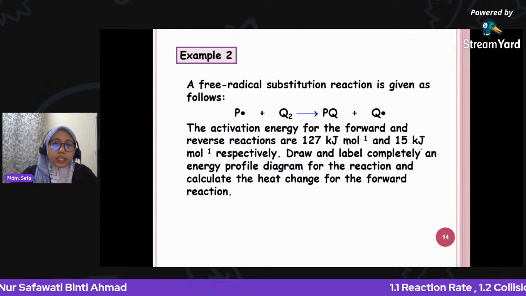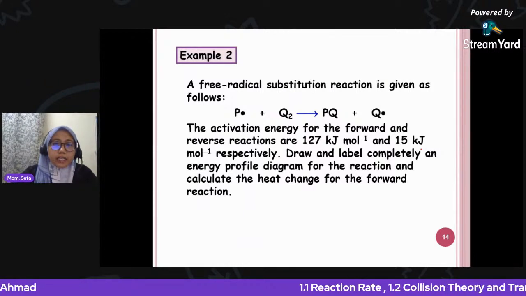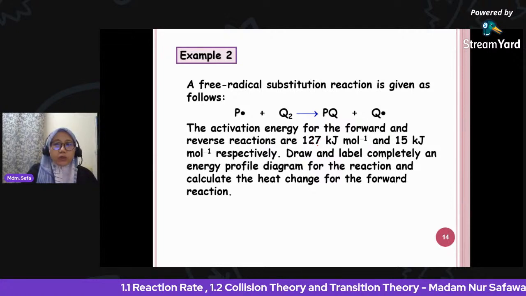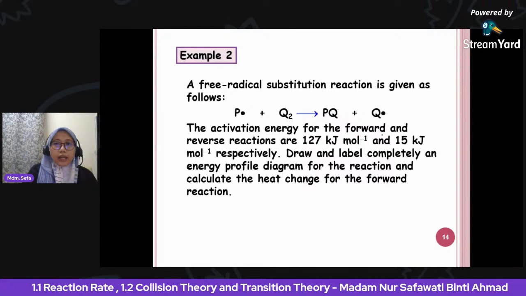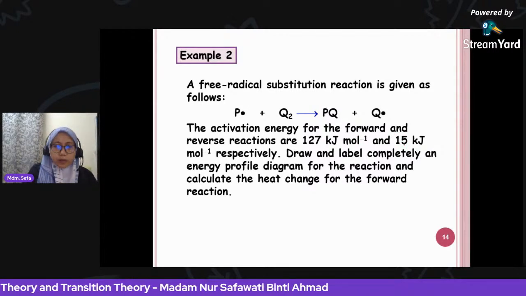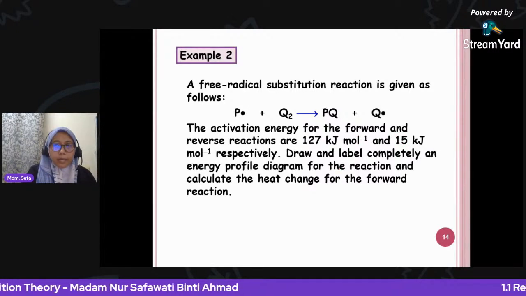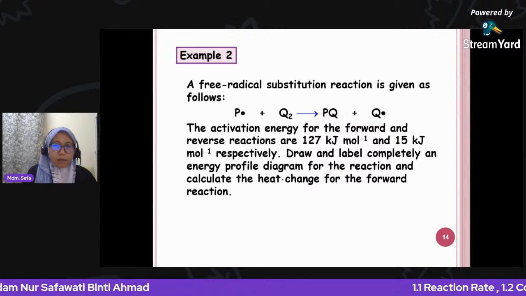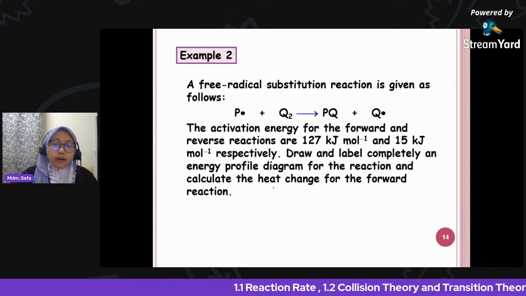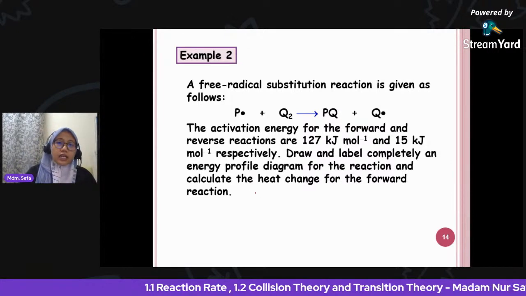Okay, and then example 2. The activation energy for the forward and the reverse reaction, dia bagi activation energy untuk forward 127 kilojoule per mole and EA for the reverse reaction is 15 kilojoule per mole. Draw and label completely an energy profile diagram for the reaction and calculate the heat change for the forward reaction. Diminta heat change adalah delta H.